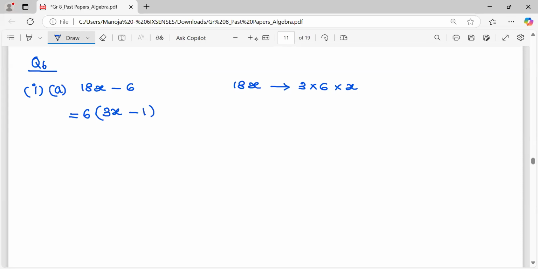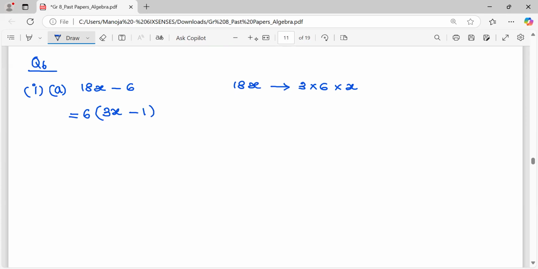So when you are factorizing, try to get the simplest version, so that you cannot simplify it again. Here you can take 3 also out, but inside the bracket you can factorize again. Therefore, I wrote the 18 in a way that I can get 6 out: 3 times 6, 18. 6 I took out, 6 times 3x, 18x, 6 times negative 1.